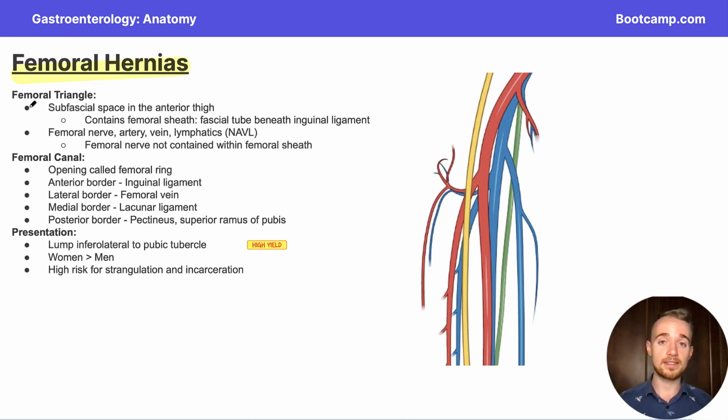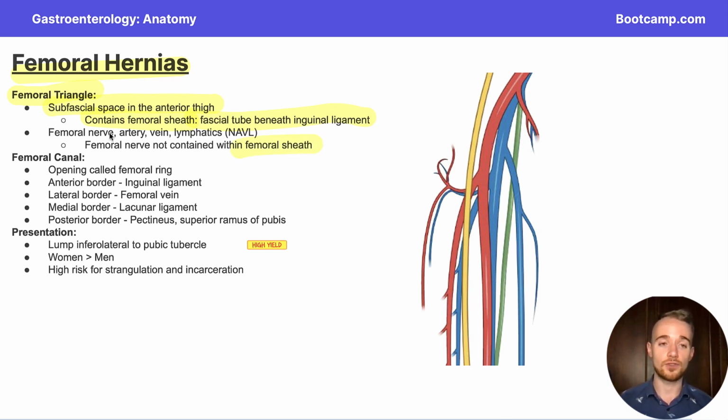We're going to start off by discussing where exactly our femoral anatomy is going to pass through. So we have something called our femoral triangle, and this femoral triangle is a subfascial space in our anterior thigh, and this subfascial space is what's going to contain our femoral sheath, which is a fascial tube beneath the inguinal ligament. Now, when we're thinking about our femoral anatomy, we're largely going to be thinking about our femoral sheath, and that is what you will hear referenced for the most part. However, importantly, while our artery, vein, and lymphatics all travel through our femoral sheath, our femoral nerve does not.